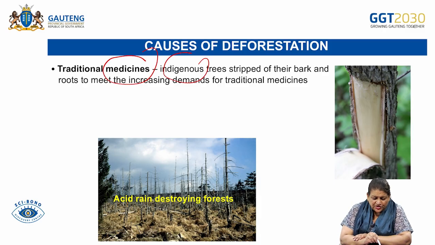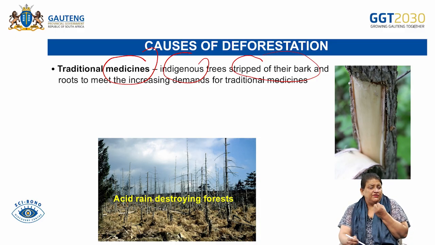So indigenous trees are stripped of their bark. Look at this tree. This bark is used as some form of a medicine. So once you remove the bark, remember now, this tree has phloem. Phloem is going to transport food from the leaves down to the roots for the tree to survive. If you're removing the bark, you're removing the phloem. The leaves are on the top, they photosynthesize. They send food down the phloem. Phloem is in the bark. If you remove the bark, you're going to kill the tree.